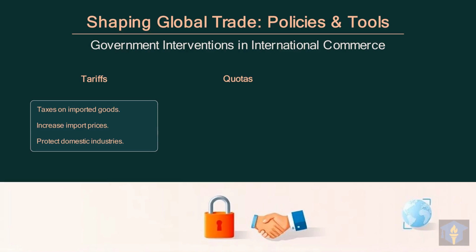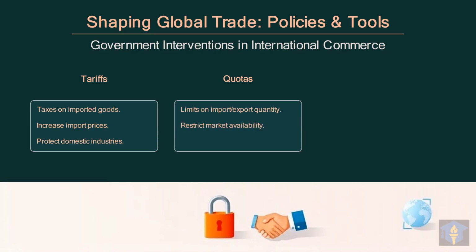Another important tool is quotas, which work differently from tariffs. Quotas establish specific limits on the quantity of goods that can be imported or exported. These restrictions directly control market availability of certain foreign products. However, quotas can sometimes lead to supply shortages and higher prices.